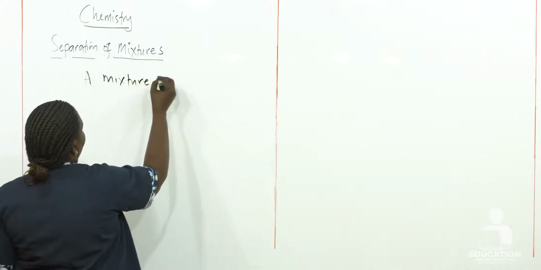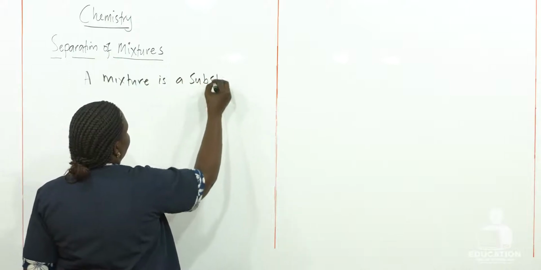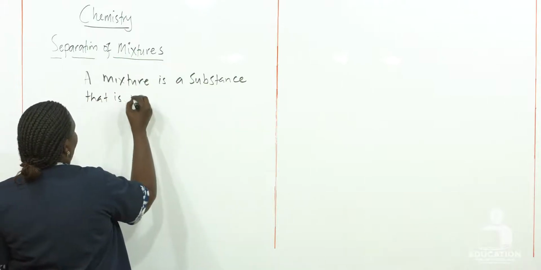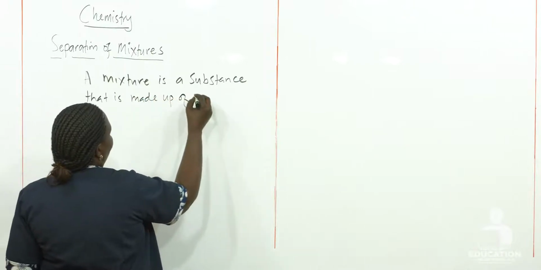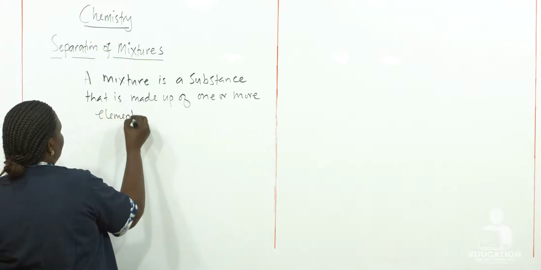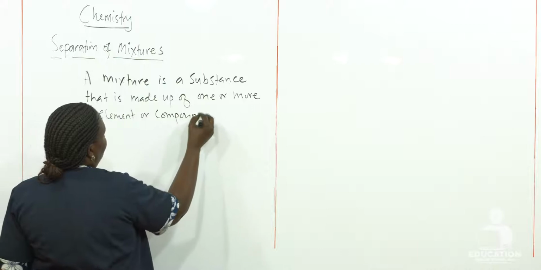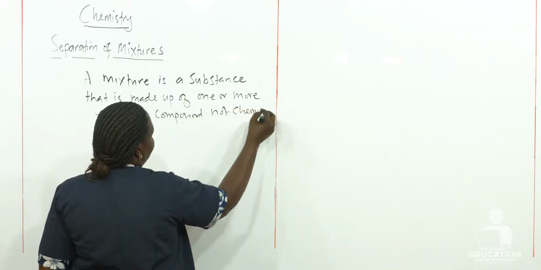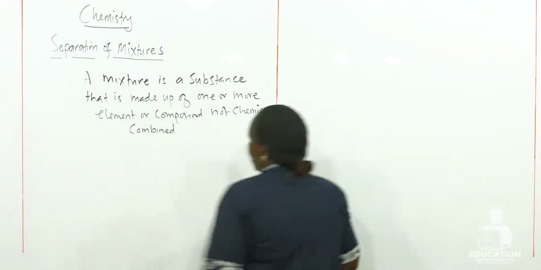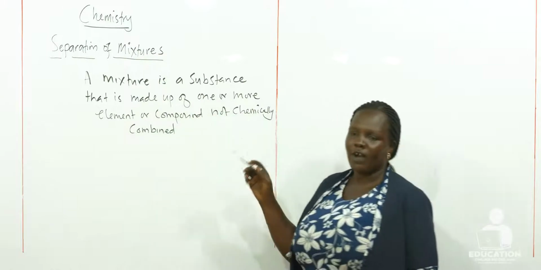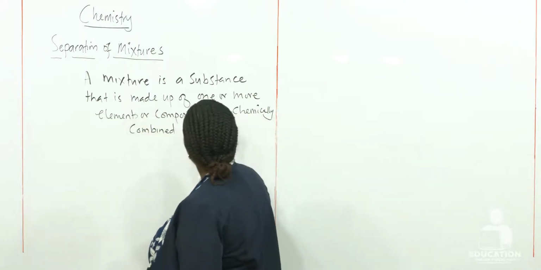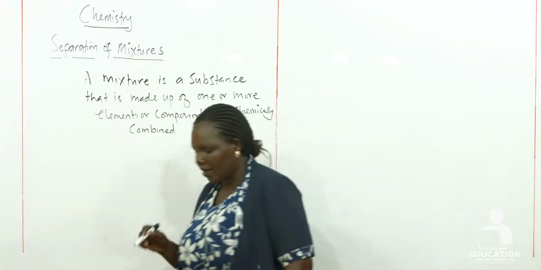A mixture is a substance that is made up of one or more elements or compounds, not chemically combined. Not chemically combined. A mixture is a substance that is made up of either one or more elements or compounds, not chemically combined.